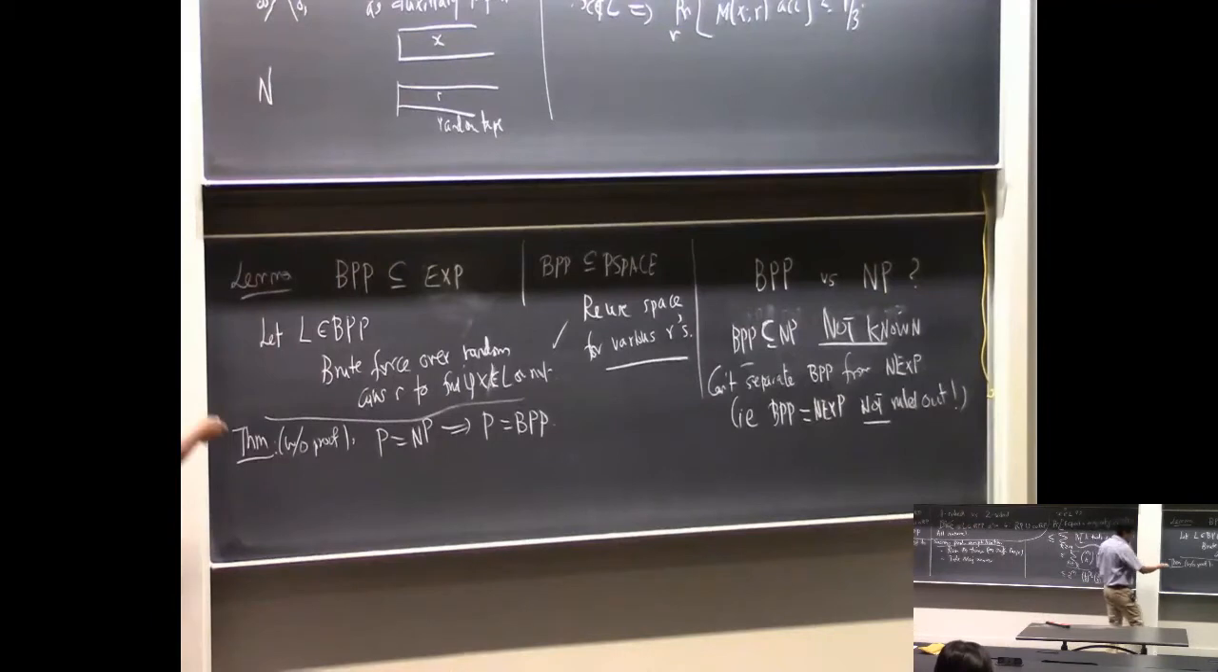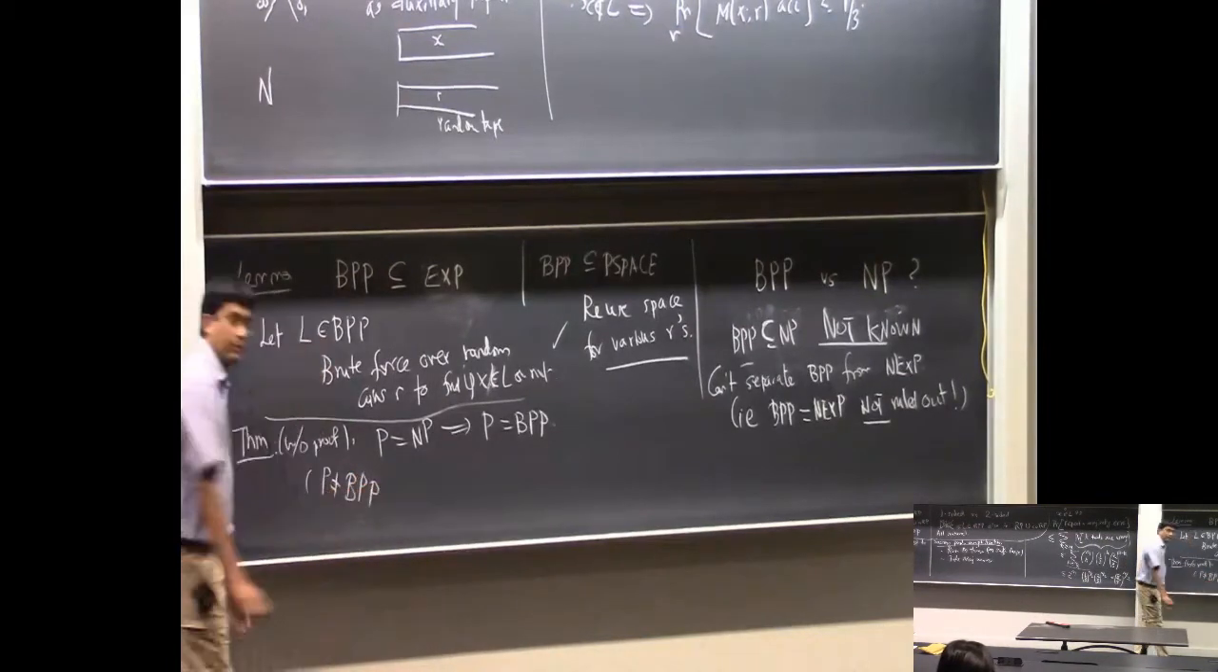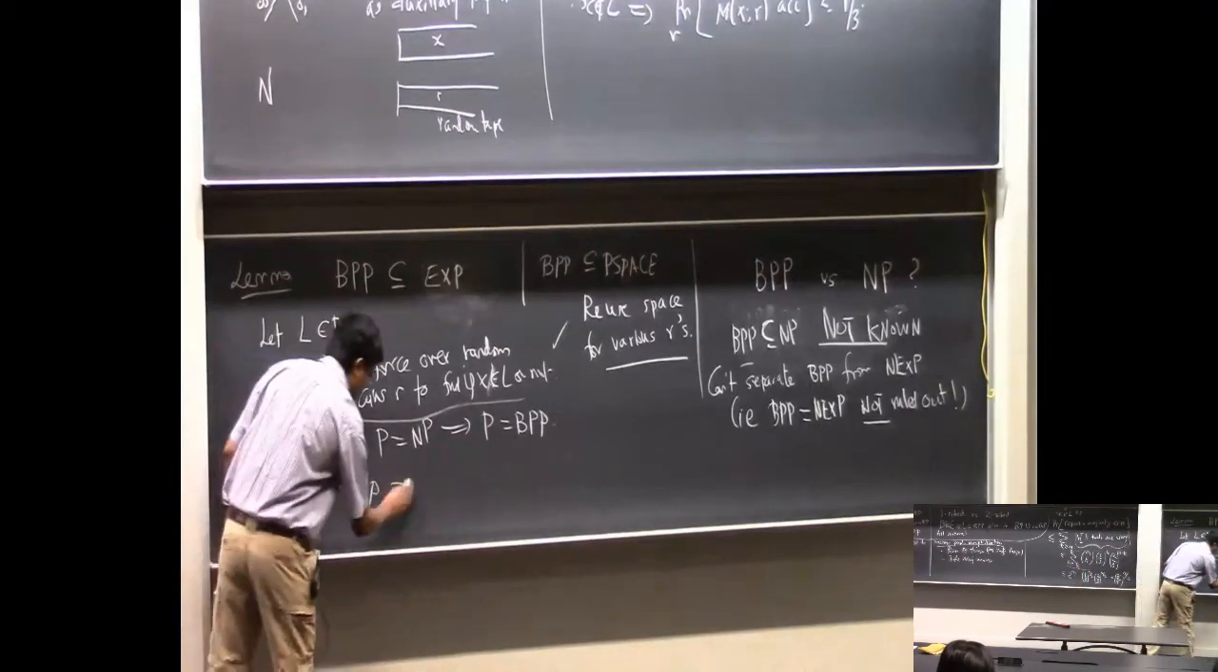A contrapositive of this is that P not equals BPP implies P not equals NP. So suppose you roll up your sleeves and say, I'm going to separate BPP from P, then you are solving the $1 million P versus NP question as well.